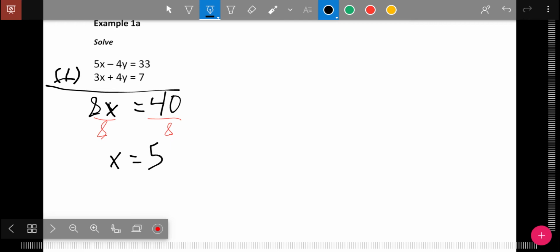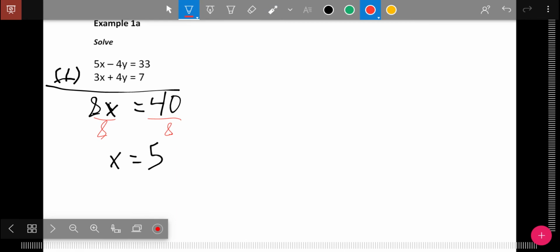Now, I need a y answer too. Remember that the answer to systems of equations is the point where the lines cross. All right, I'm not looking at a graph, but I know that my answer is still a coordinate, a point. And so I need to plug 5 back in. It does not matter whether you use the top equation or the bottom equation.